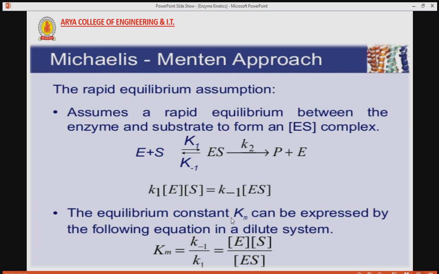Here we will consider that initially the rate of formation of enzyme-substrate complex is equal to the rate of its dissociation into enzyme and substrate. So we can say that K1 E into S equals K minus 1 ES. So we can rewrite this equation as K minus 1 upon K1 equals E into S upon ES. If we denote K minus 1 upon K1 as Km, that is the equilibrium constant Km.